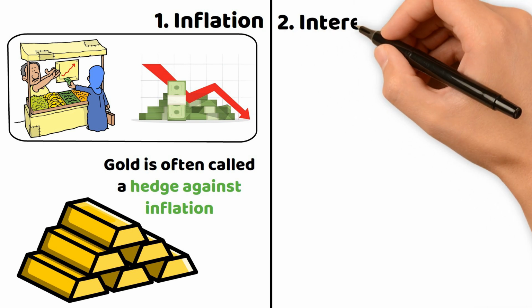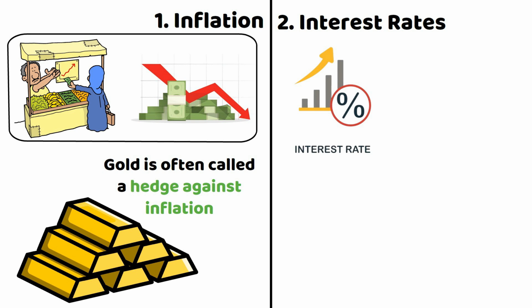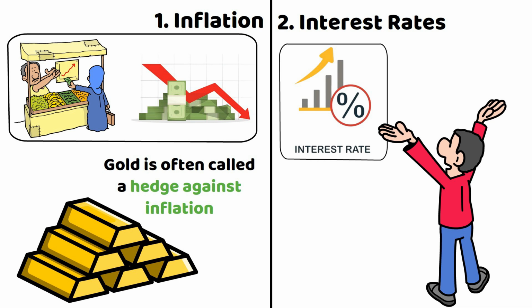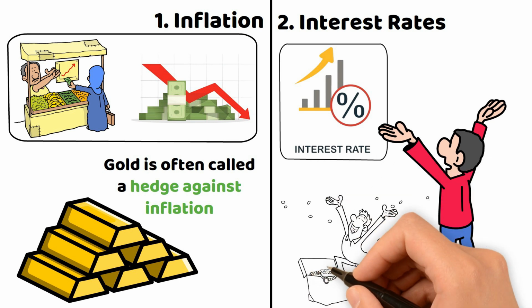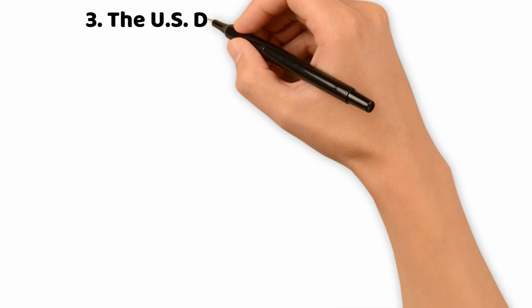2. Interest rates. Interest rates also play a big role. Since gold doesn't pay interest, higher interest rates can make other investments more attractive. But when rates fall, gold often becomes more appealing to investors. 3. The US dollar.